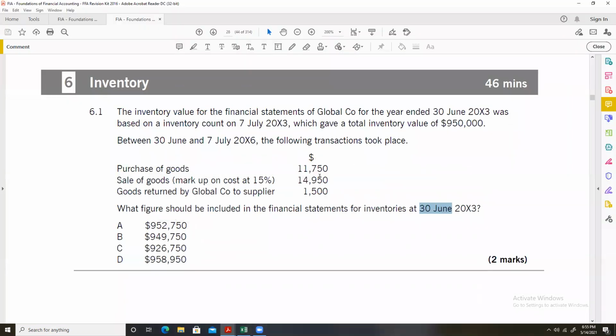Okay, now let me solve this question. This question requires you to find out the value on 7th July.